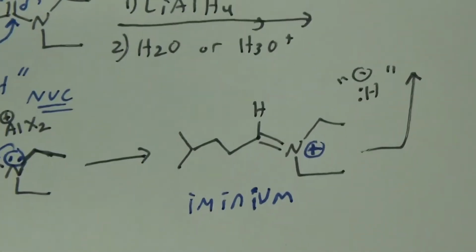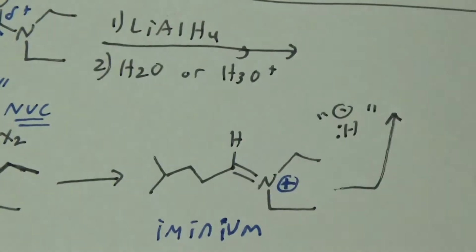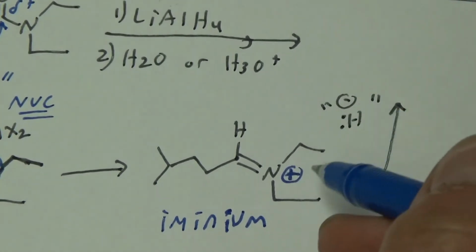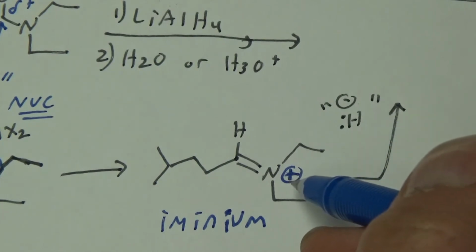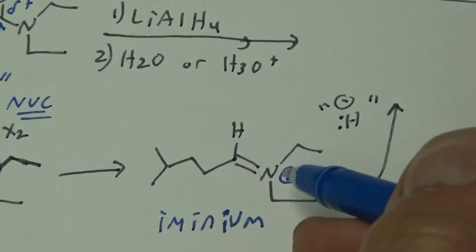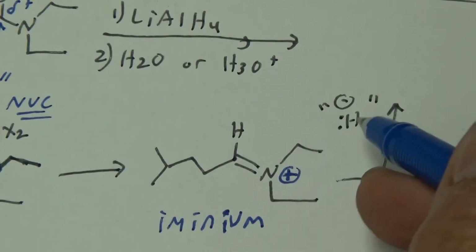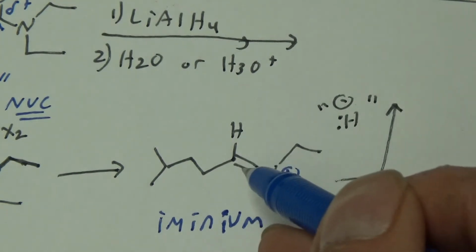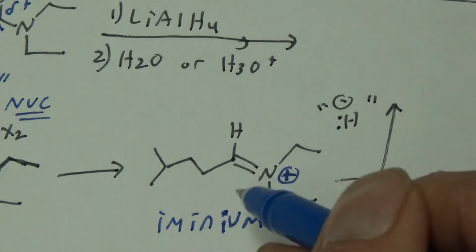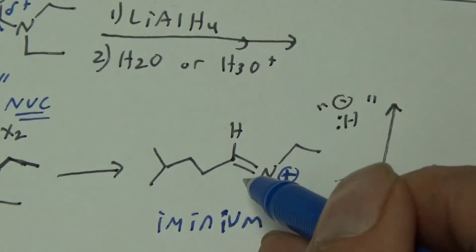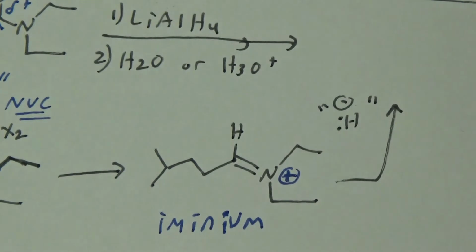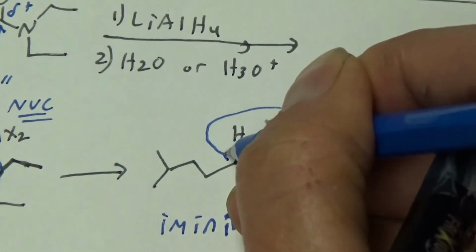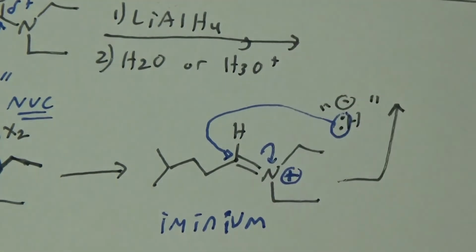I put it in quotes because it's not exactly a free H:-. It's just that the mechanism is easy if we say that. And where's it going to attack? It does not attack the nitrogen because that would be a violation of the octet rule. It attacks the carbon because the carbon is electrophilic, and it's actually a resonance structure. We could draw the resonance structure, and if you want to do that, go for it, where you kick the electrons onto the nitrogen and then you have a positive charge on carbon. You can totally do that if you want. I'm going to be lazy and just have this attack and kick electrons onto nitrogen.